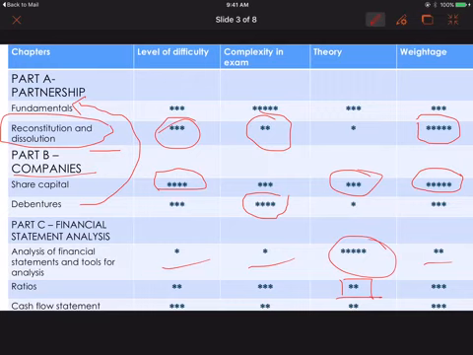Cash flow statement, again, level of difficulty 3, complexity 2, theory 2, and weightage 3. It is one of my favorite chapters, and I will try to make a separate video on cash flow statement, and we'll discuss some special tips and tricks to solve this question with 100% accuracy. That's my personal guarantee. Now, this is the complete understanding of the syllabus, and this is the most important point before we start to prepare anything. So I hope this helps you a lot.